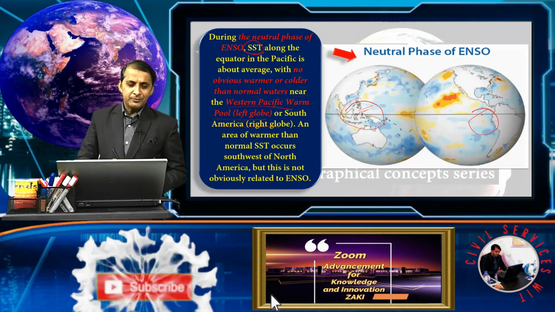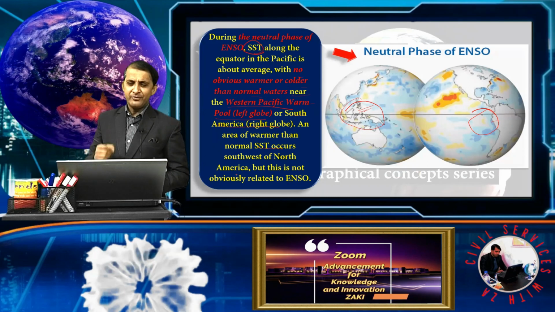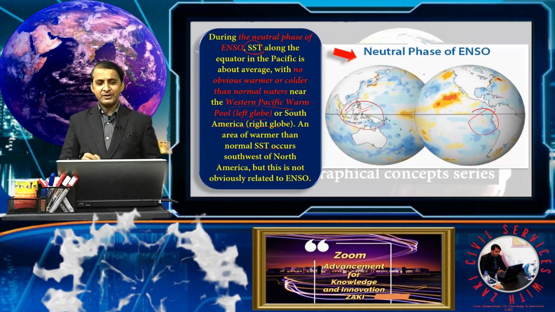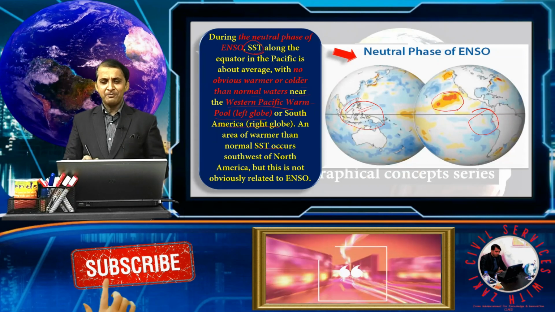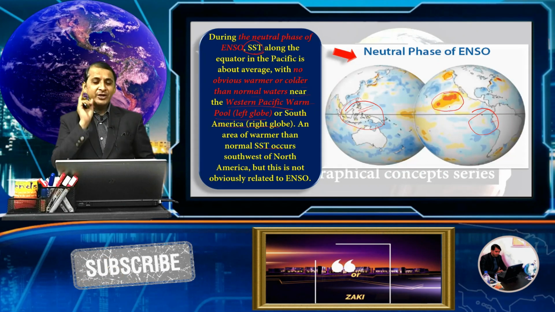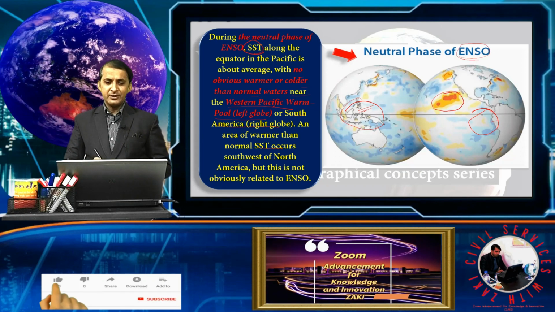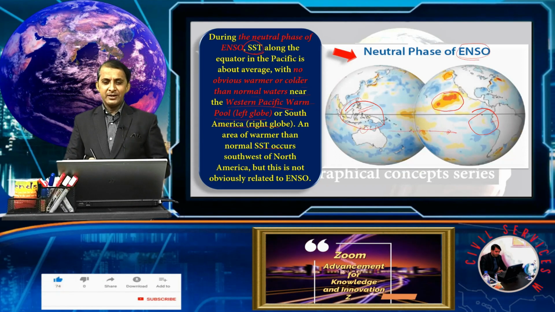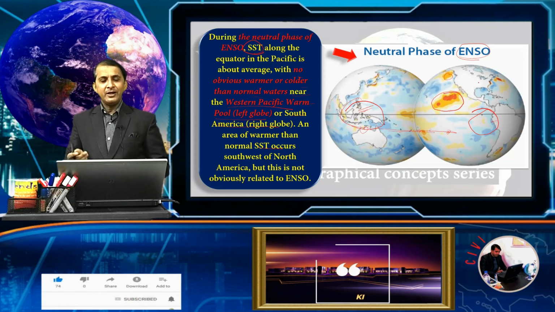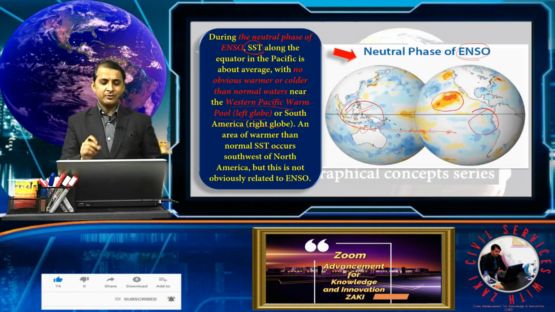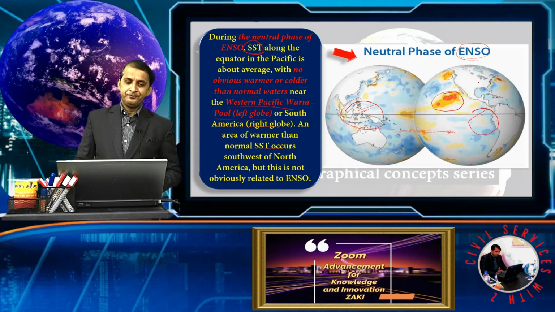An area of warmer than normal SST occurs in the southwest America, but this is not related to the Southern Oscillation. So if you see this map, some area is warmer, but this is not related to ENSO, because the Southern Oscillation is measured at Darwin and Tahiti. So basically these areas are not related. This phase is called the neutral phase.